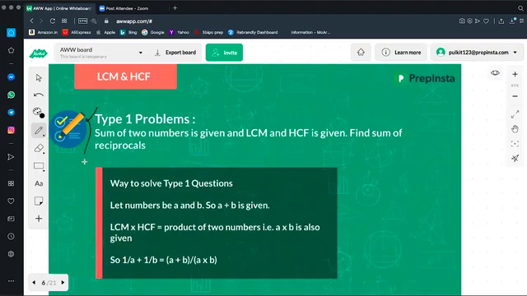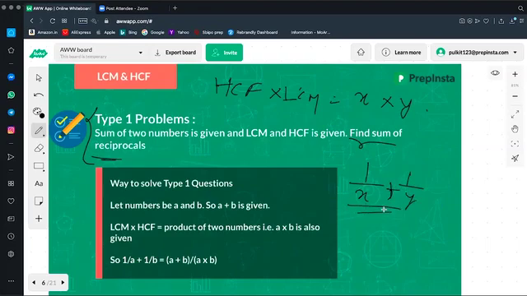Now talking about the type 1 problem. We learned one concept, that is HCF into LCM is equal to the product of the two numbers, that is X into Y. Now the sum of two numbers is given, LCM and HCF is given, find the sum of the reciprocals. So what is the sum of the reciprocals, guys? That is basically 1 upon X plus 1 upon Y. Yes or no?